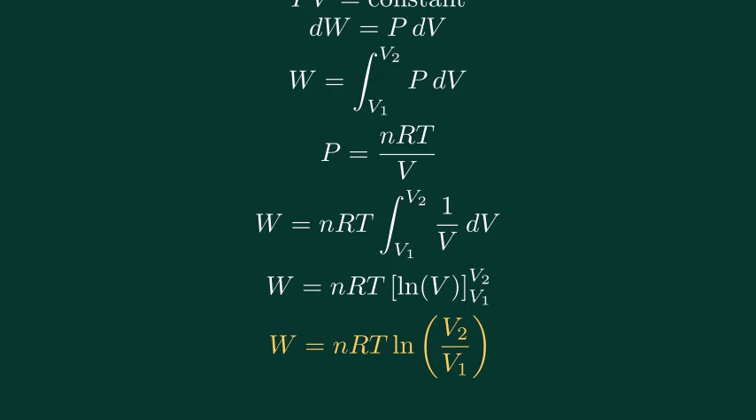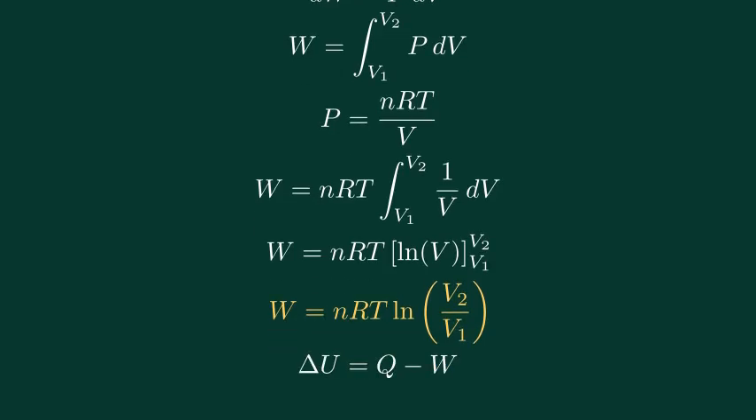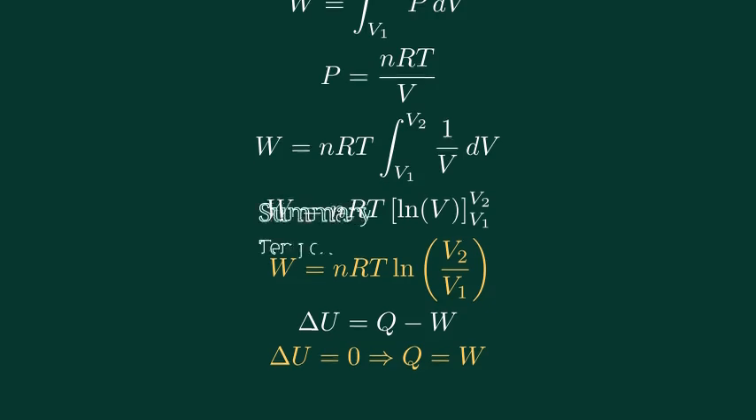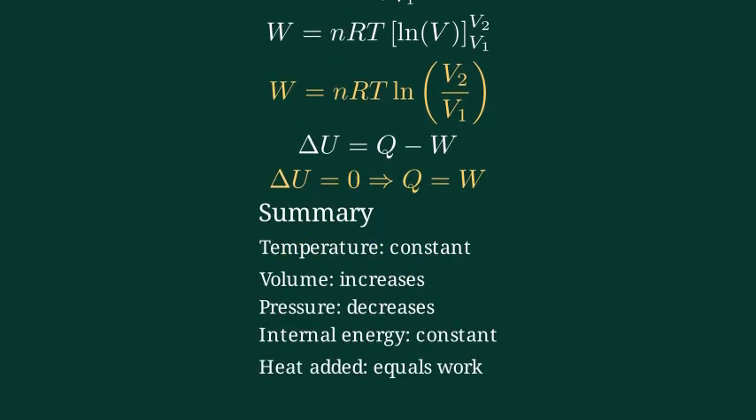In an ideal isothermal expansion, the internal energy does not change because temperature is constant. The first law says delta U equals Q minus W. Since delta U is 0, we get Q equals W. All heat added becomes work done by the gas. Let's summarize the key features of isothermal expansion.